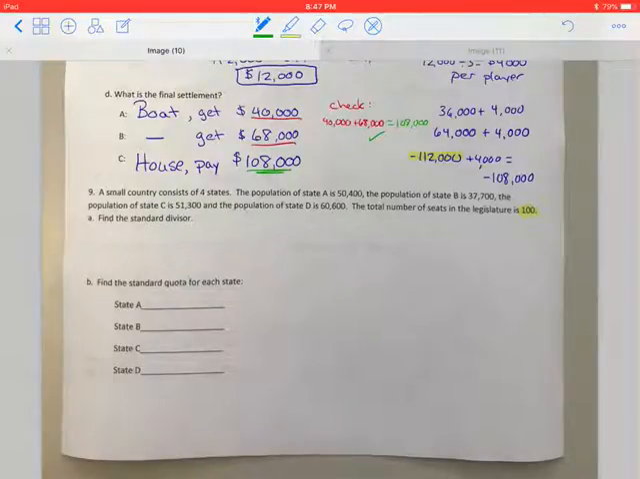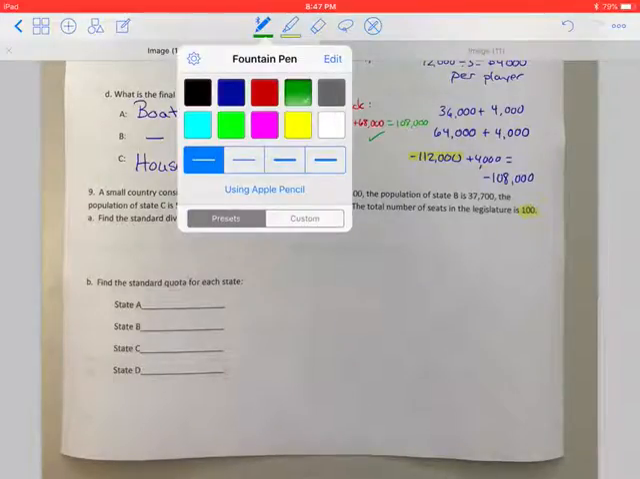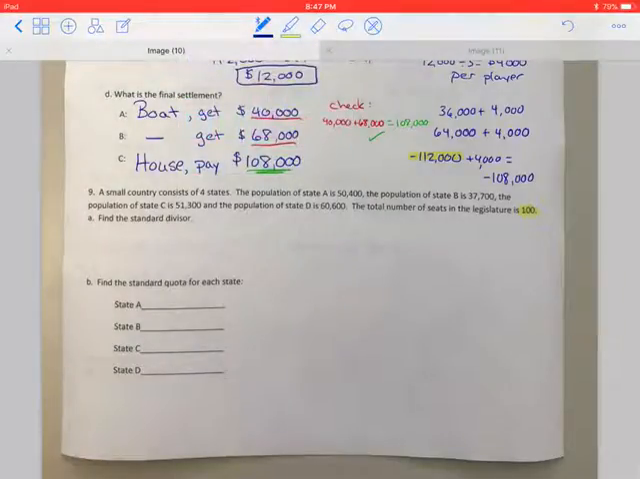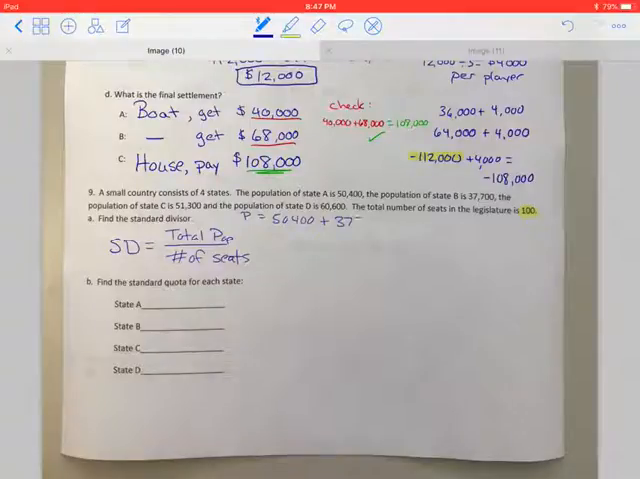So the first thing we need to do is find the standard divisor. Remember that the standard divisor is going to be the total population divided by the number of seats. Now we're not given the total population, so we have to find that. We add up the population of each state: 50,400, 37,700, 51,300, and 60,600. If we add all that together, it comes out to be 200,000.